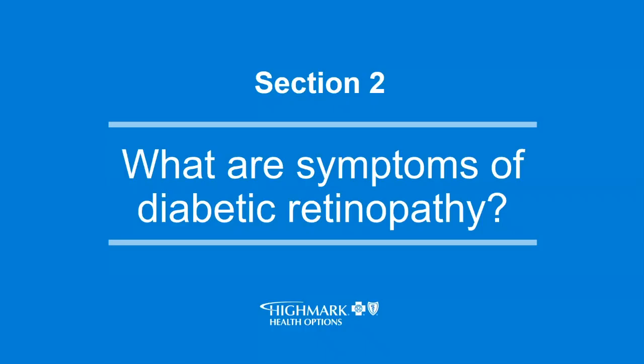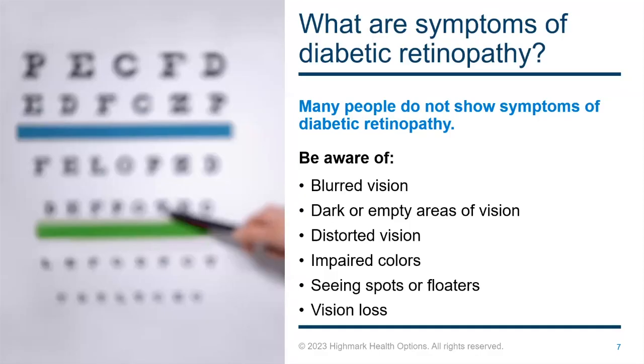What are the symptoms of diabetic retinopathy? Many people do not show symptoms of diabetic retinopathy. However, here are some things to be aware of: blurred vision, dark or empty areas of vision, distorted vision, impaired colors, seeing spots or floaters, and vision loss.